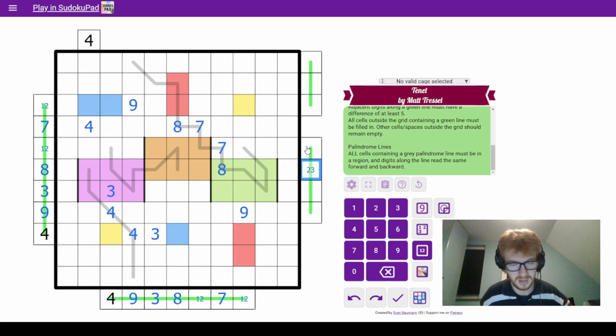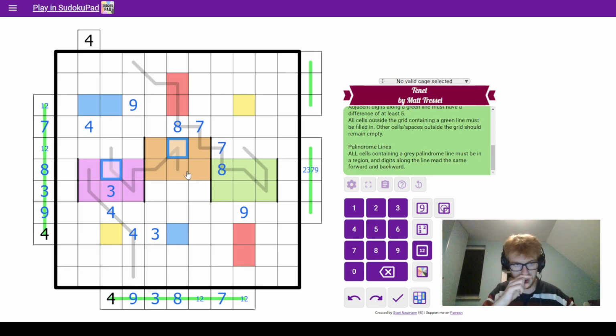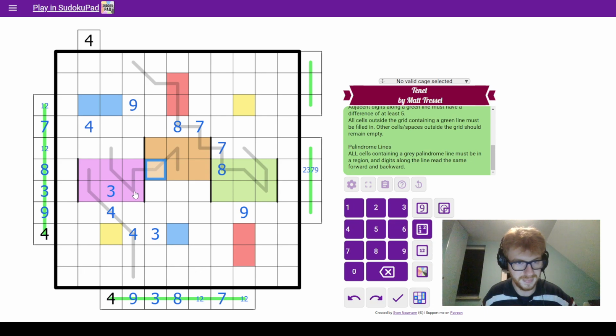It couldn't be 4 because then we would place 2 nines on either side. It couldn't be 6 because that would place 2 ones. It can be 7. It cannot be 8. And I think it could be 9. 9 would place a 9 there and a 9 there, but I don't see a problem with that. 7 would place a 7 there and a 7 there. I don't see a problem with that.